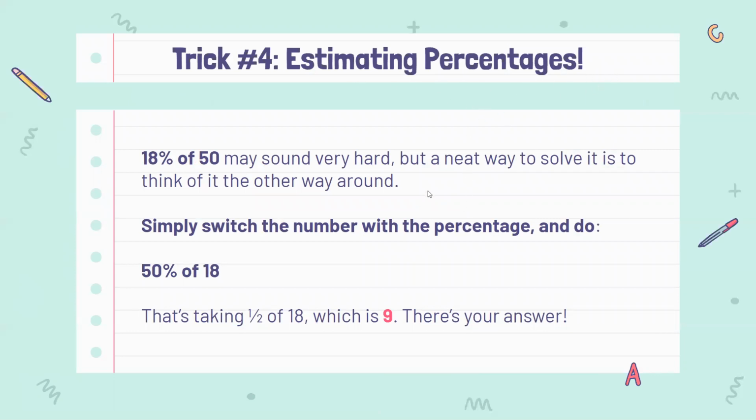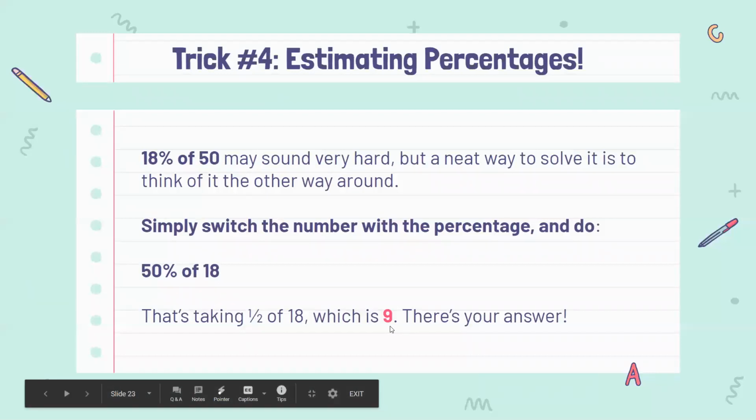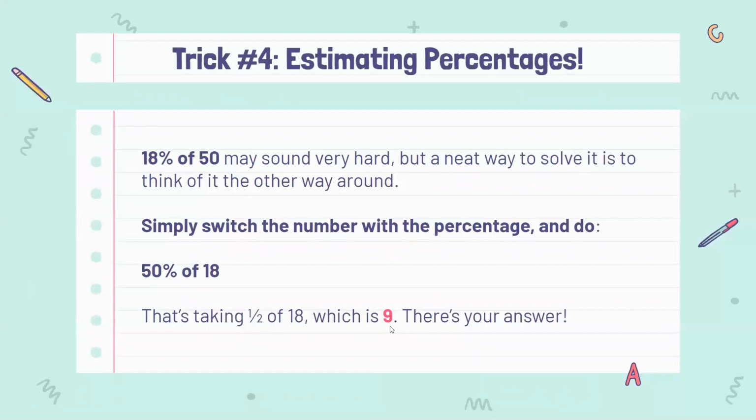18% of 50 may sound very hard, but there's a neat way to solve it. It's to simply switch the number with the percentage and to think of it the other way around. Instead of doing 18% of 50, why don't we just do 50% of 18? 50% is basically taking 1/2 of a number. And in this case, taking 50% of 18 is basically taking 1/2 of 18. This is equal to 9. And that's your answer. If you don't believe me, you can always check out a calculator.